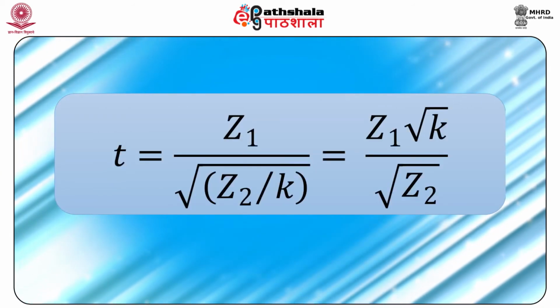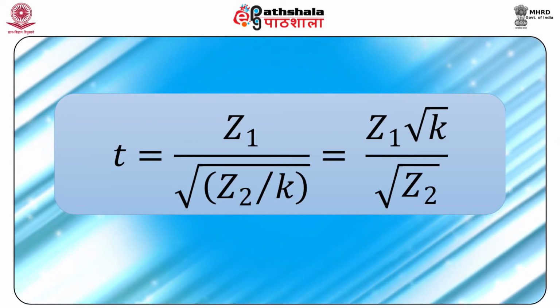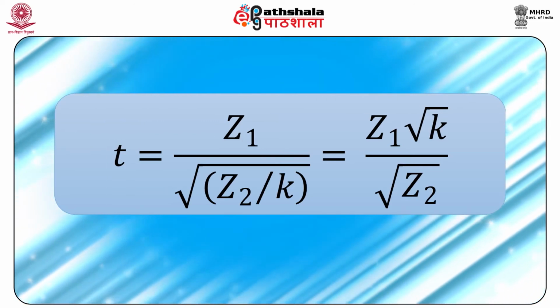Let's now move on to another distribution, which is known as the student's t distribution. Now suppose Z1 is a standardized normal variate, that is Z1 is distributed normally with mean 0 and variance 1, and Z2 is another variable which follows chi-square distribution with k degrees of freedom. And if both Z1 and Z2 are independent of each other, then the variable t could be defined as Z1 upon square root of Z2 by k.